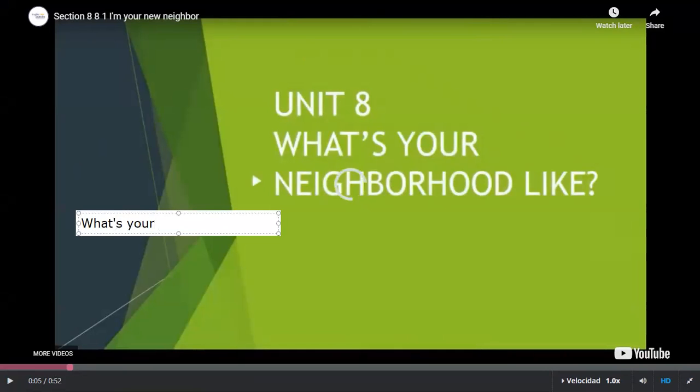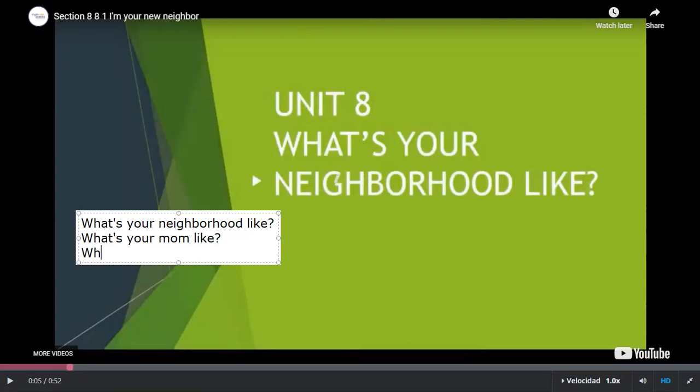What's your neighborhood like? Very noisy, okay. O quieres decir, ¿cómo es tu papá? ¿Cómo es tu mamá? What's your mom like? O ¿cómo es tu papá? What's your dad like? Very polite. Hard working. ¿Quieres decir, por ejemplo, cómo eres tú? What are you like? All right, everybody listen and repeat.